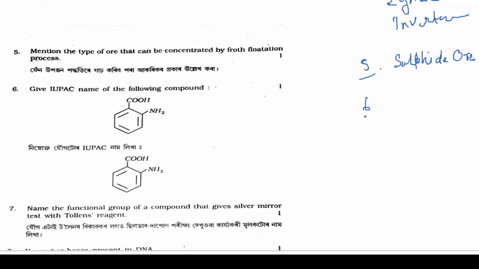Question number 6 is pretty simple. Again you have to give the IUPAC name of the following compound. If you want to write the IUPAC name, start by giving preference, this is nothing but COOH which gets preference 1, then 2, 3, 4, 5, 6.